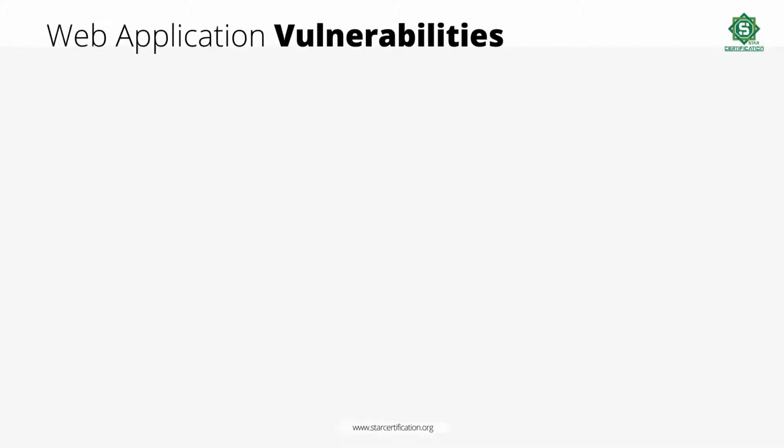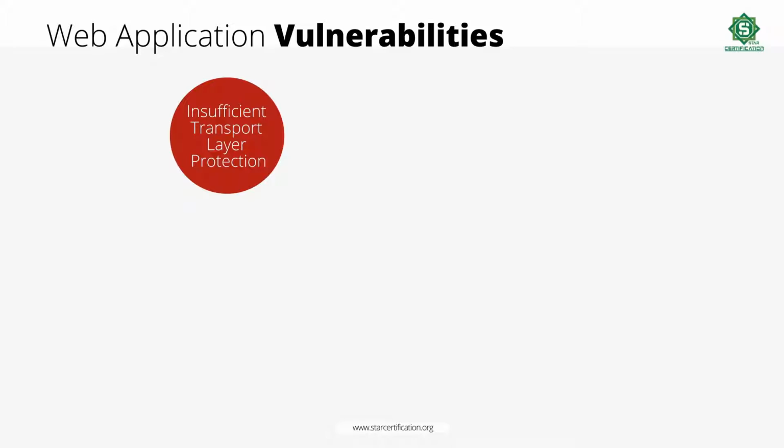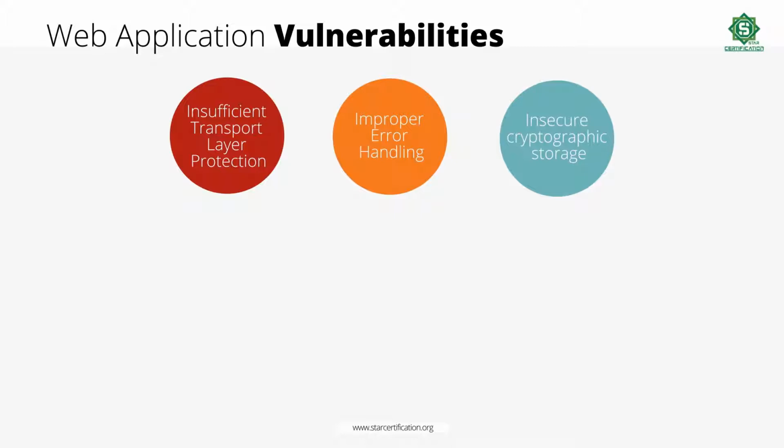Let us discuss a few more web application vulnerabilities. As you all know, an application vulnerability is a system flaw or weakness in an application that could be exploited to compromise the security of the application. The most common application vulnerabilities are insufficient transport layer protection, improper error handling, and insecure cryptographic storage.